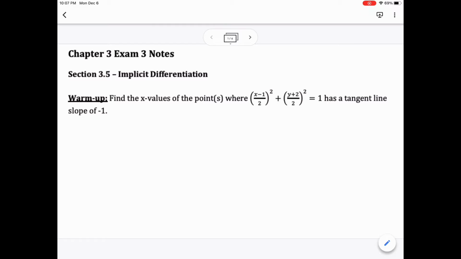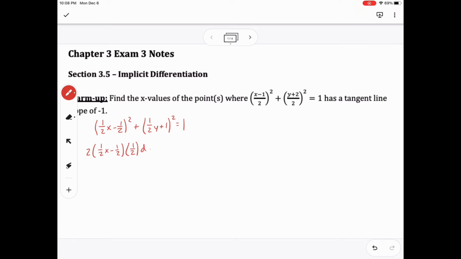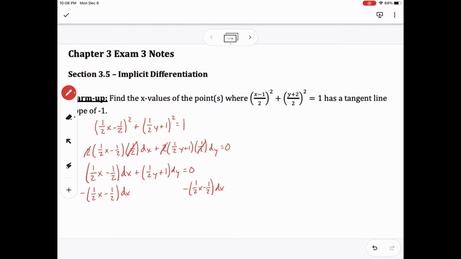Okay, so for this first problem, we're trying to find the x values of the points where this equation has a tangent line of slope -1. So I first chose to rewrite my equations on the inside so it's easier to take the derivative. When I took the derivative of the first statement, it only has x's involved, so it's chain rule: the 2 comes down, the derivative of the inside is 1/2, but it's with respect to x, so I put a dx there. The second one only has a y, so I took the derivative the same way, but then I put a dy afterwards, okay? And so that's the addition that we put on these.